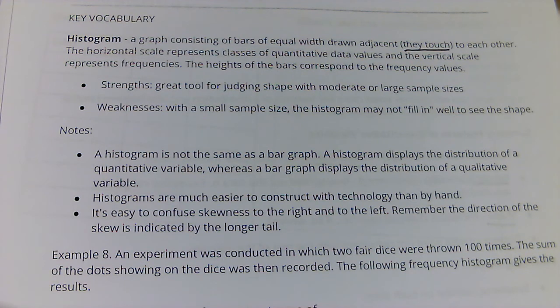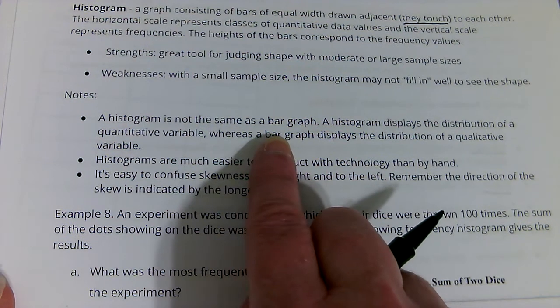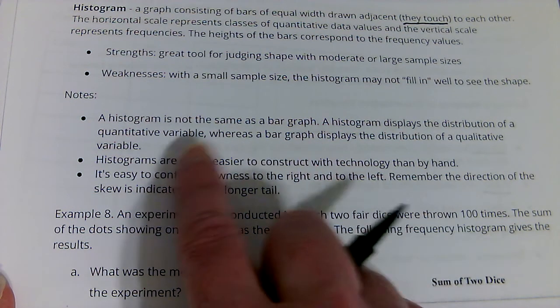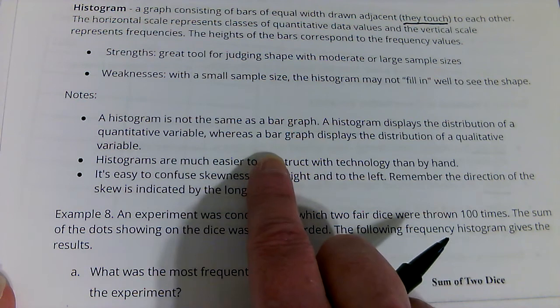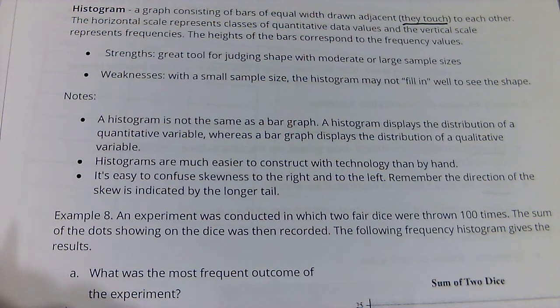Now the strengths of these: they are great tools for judging the shape, wonderful for moderate and large sample sizes. The weakness is that it's not really good for small sample sizes, but it's great for moderate to large. A histogram is not the same as a bar graph. A histogram displays the distribution of a quantitative variable, whereas a bar graph is for a qualitative one. So let's make sure we note that: histogram is for quantitative, bar graph goes for qualitative. Now, while the bar graph was easier to do by hand, histograms tend to be much easier to construct with technology.